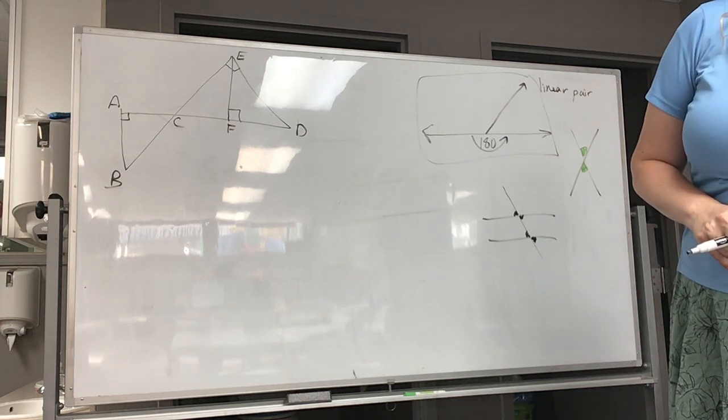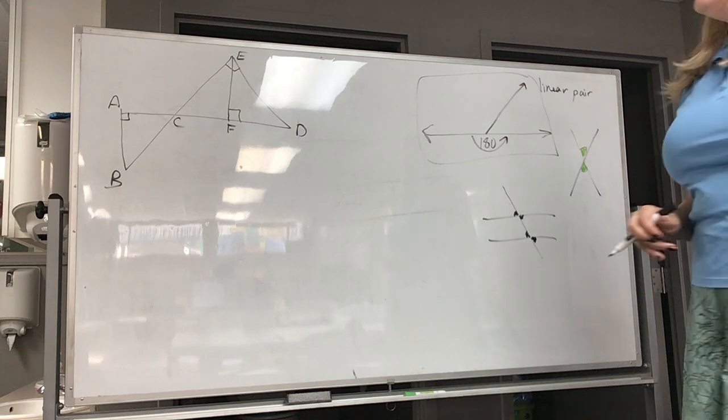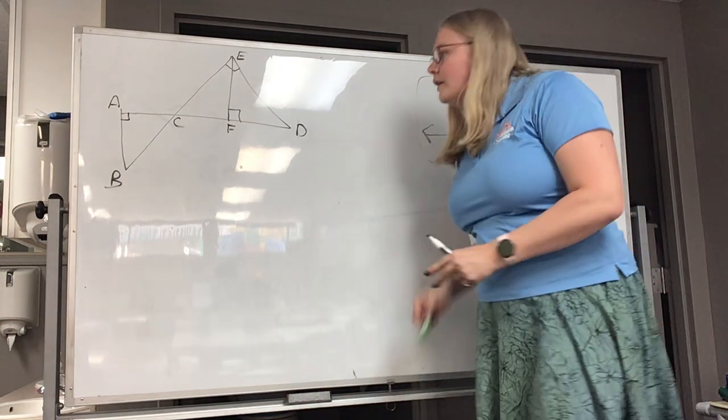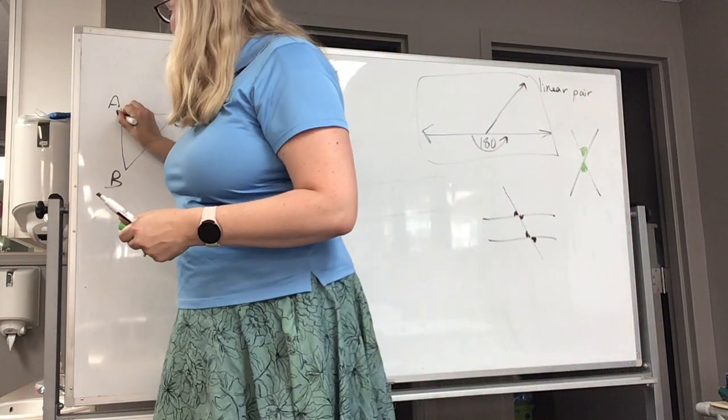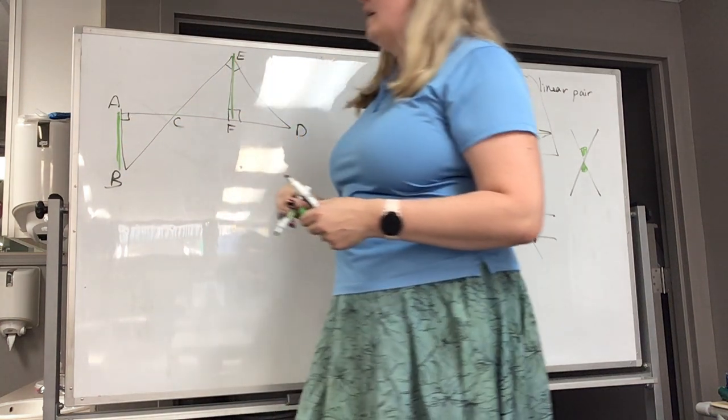And the first thing it says is that AB is parallel to EF. So using color, does this have to be the same as this, the same direction?